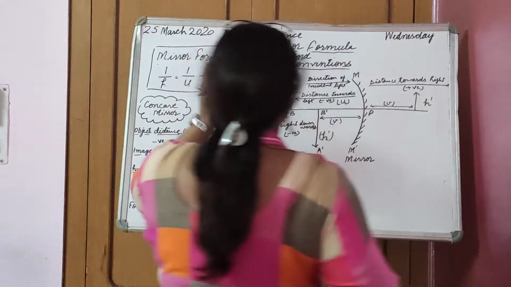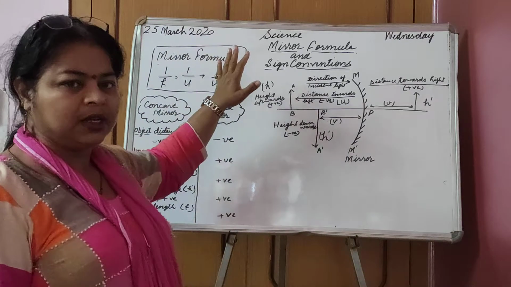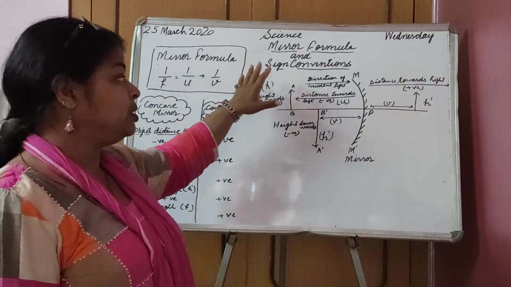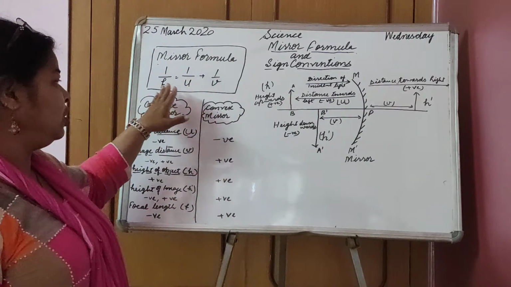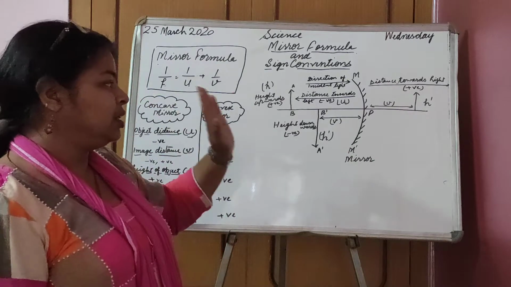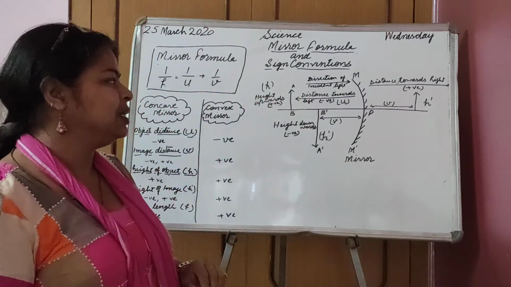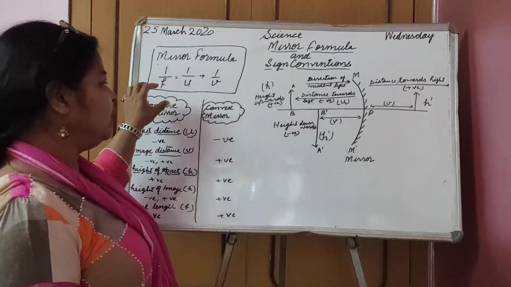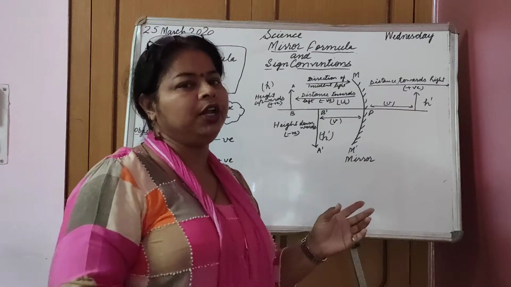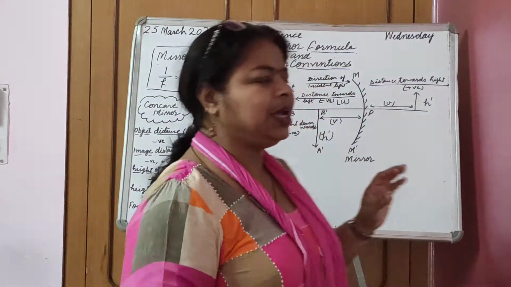Fine. Now when we are using this mirror formula for solving numericals, we have to keep some things in mind. What are they? We have to keep the sign conventions of all these notations in mind. We cannot write it arbitrarily. First, let us discuss what the sign conventions are. Sign conventions are what kind of sign we have to give to F, U, V according to the convex mirror or the concave mirror. So let us see how.